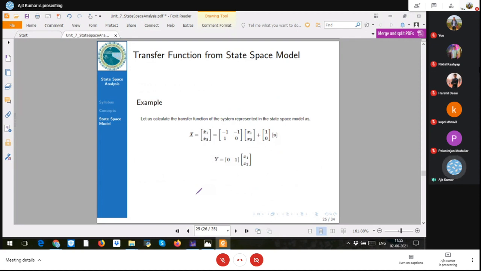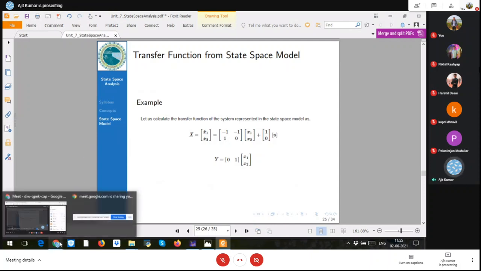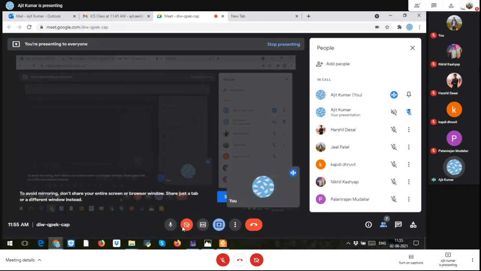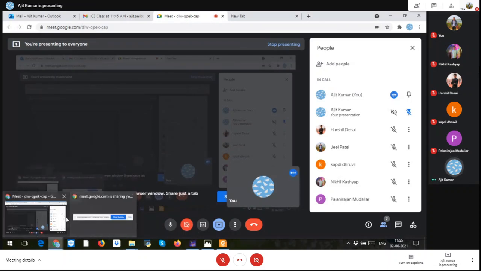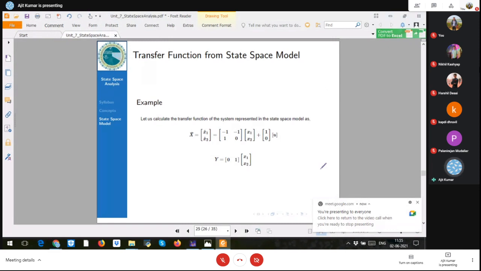Okay. So let's try to understand this with one of the examples. So would you all like to try? Can you tell me what is the matrix A and B and C and D in the given example? x dot equals -1 1 0, x1 x2, 1 0 u, y equals 0 1 x1 x2. So what will the A matrix be in this? Anyone? Tell me so that I can understand that you are getting the concept. Otherwise, let me know where your doubt is, so I'll try to explain a bit more.